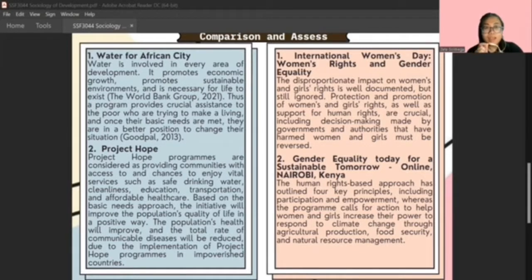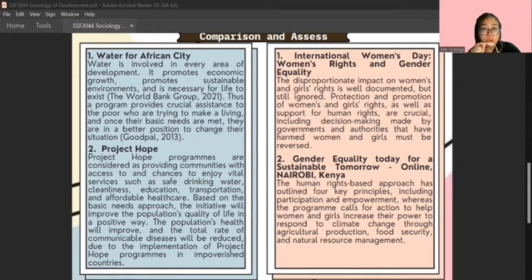The first program is Water for African City. Water is involved in every area of development. It promotes economic growth, promotes sustainable environments, and is necessary for life to exist, according to the World Bank Group 2021. Thus, the program provides crucial assistance to the poor who are trying to make a living, and once their basic needs are met, they are in a better position to change the situation, according to Goodpal 2013.